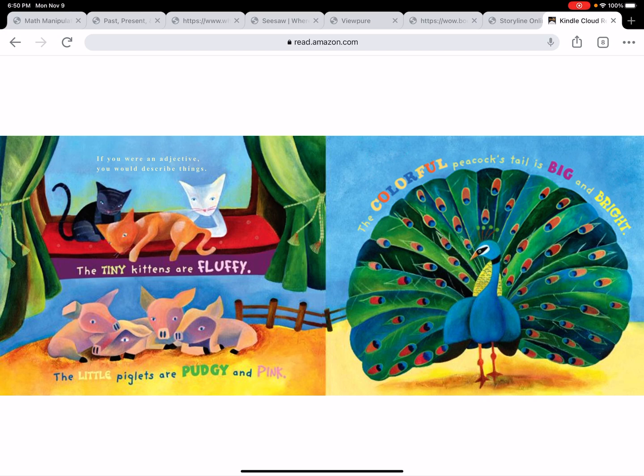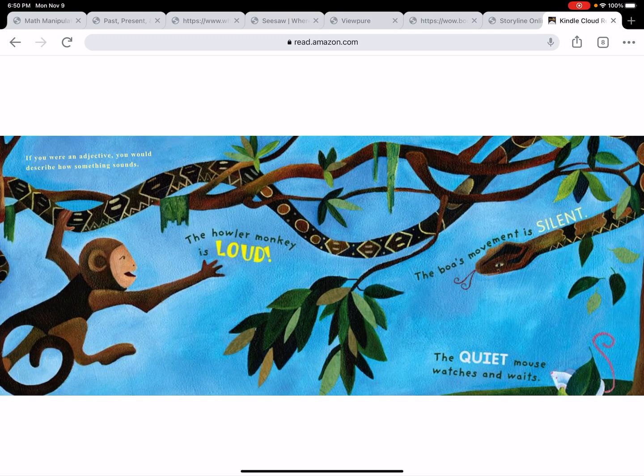The colorful peacock's tail is big and bright. So colorful, big, and bright. Those are all adjectives. If you were an adjective, you would describe how something sounds. The howler monkey is loud. So loud is also an adjective that tells us how something sounds. The boa's movement is silent. Silent is another adjective that describes the boa's movement, what he sounds like. The quiet mouse watches and waits.